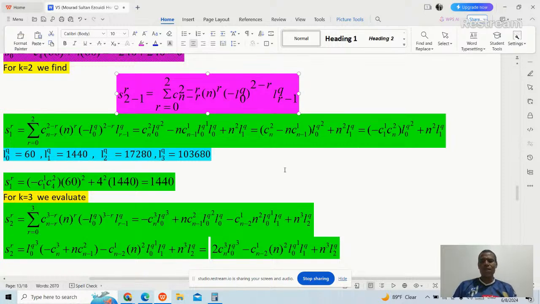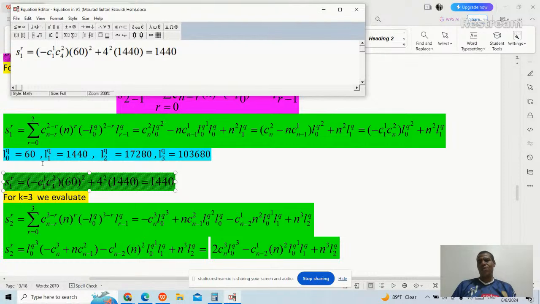Now just calculation, learners. I will use my calculator. I will use 60 and 1440. This is the calculator.